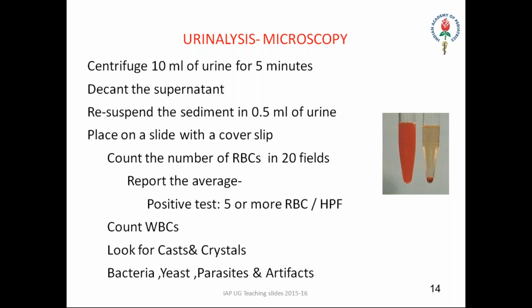When do you call it hematuria? If there are more than 5 RBC per high power field. So the definition of hematuria in a urine analysis microscopy is, if you see 5 or more than 5 RBCs per HPF, then you can call it hematuria. Later, you can count the number of WBCs, look for any casts, crystals, presence of any bacteria, yeast, parasite, and artifacts.